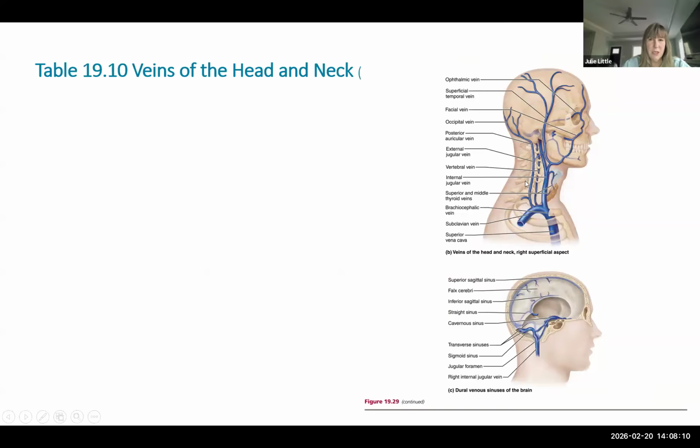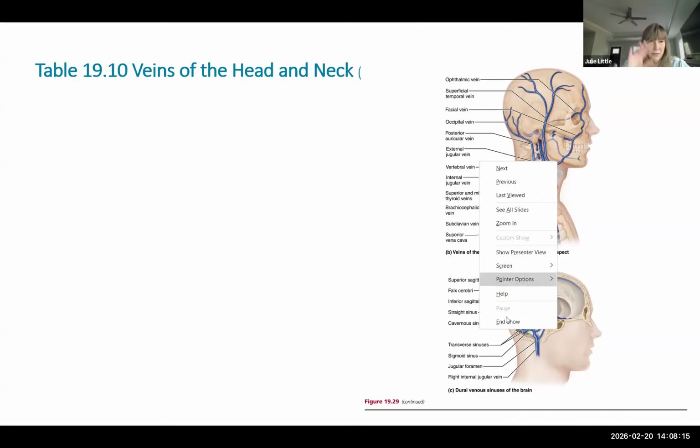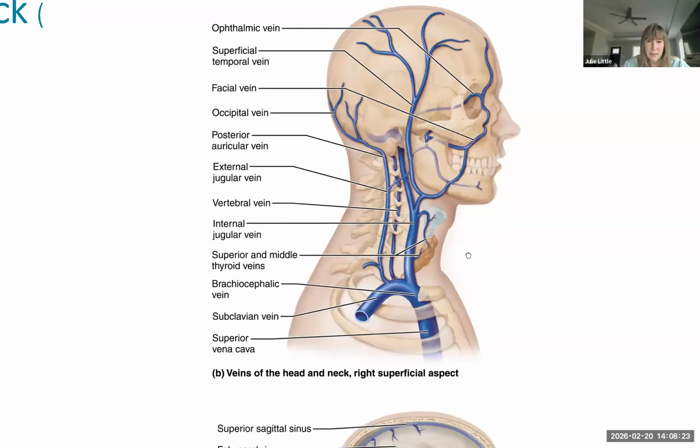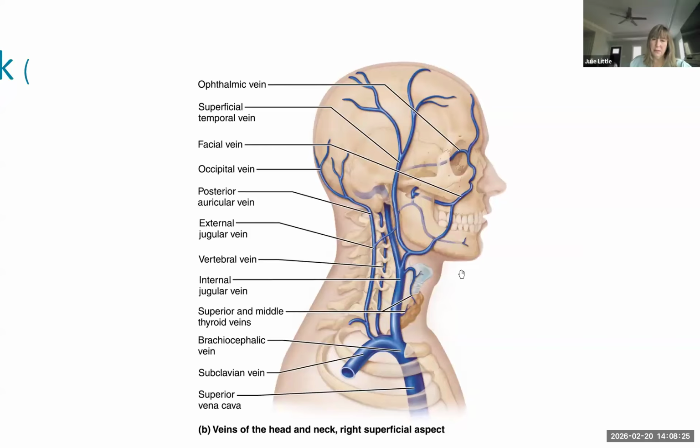Okay, what do we have to know on this picture? This is just like before. You only have to know the veins that are listed on the last one. And so if you see veins that aren't listed on the last one, you don't have to know them. So this is just a really great image showing you.